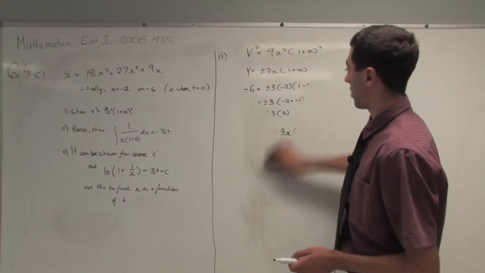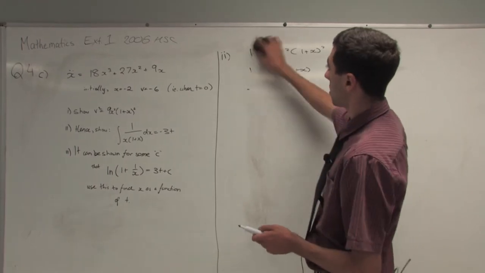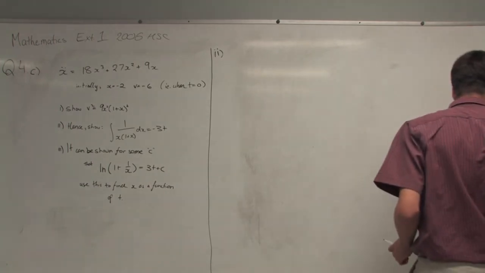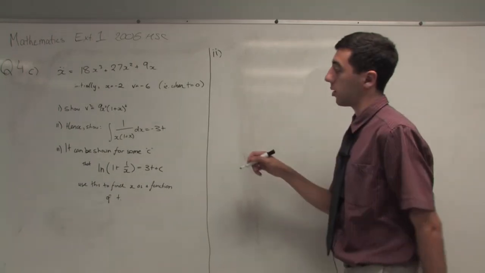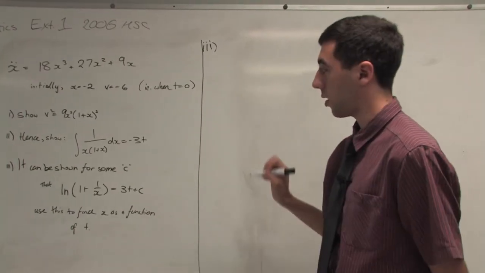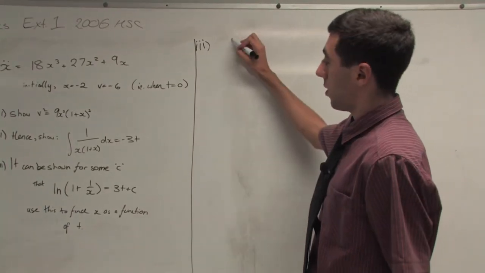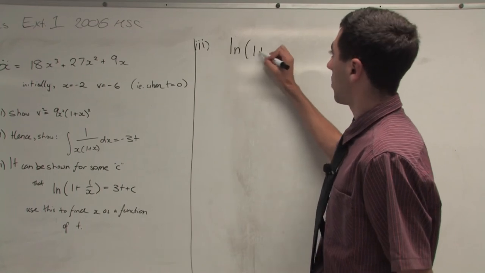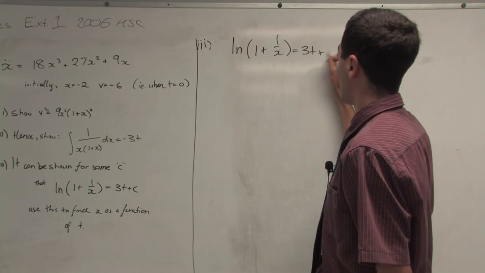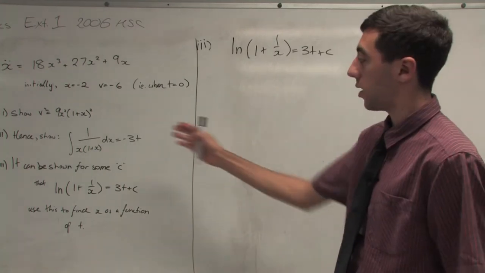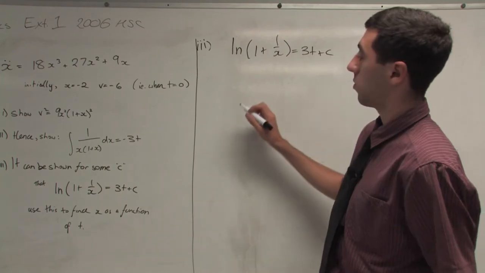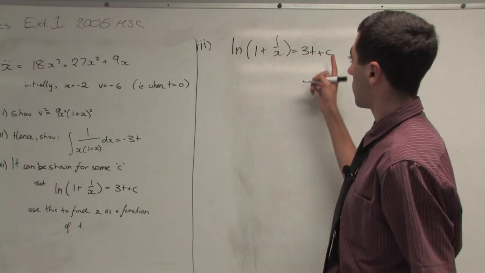Okay, for the last bit now, this is probably the hardest bit of the question, which is a good thing, because we've been told various things already that could help us with part I and part II. So alright, so now for part III. It can be shown for some constant c that ln 1 plus 1 over x is equal to 3t plus c. So more or less they've shown us that the integral of this is in fact this thing. Okay, so now we have to find c.